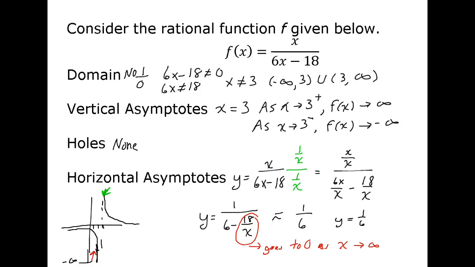So we have this imaginary line at y equals 1/6. So actually I should draw my curve here, approaching y equals 1/6. So that would be above the x-axis a little bit, 1/6 above the x-axis. So there's a horizontal asymptote, y equals 1/6, and a vertical asymptote at x equals 3.